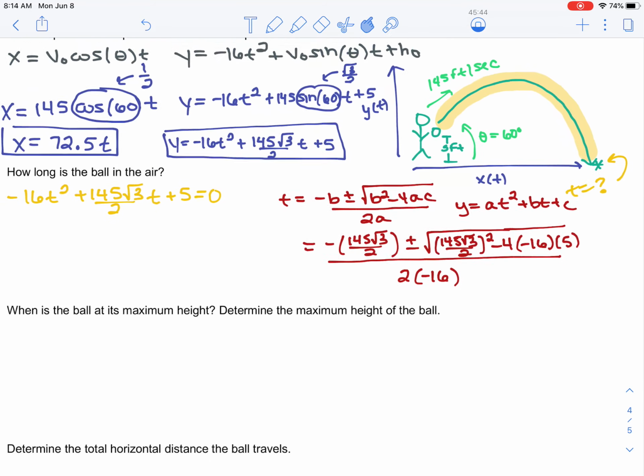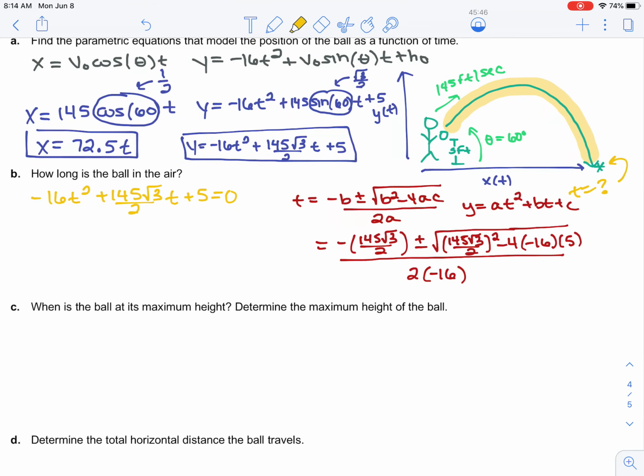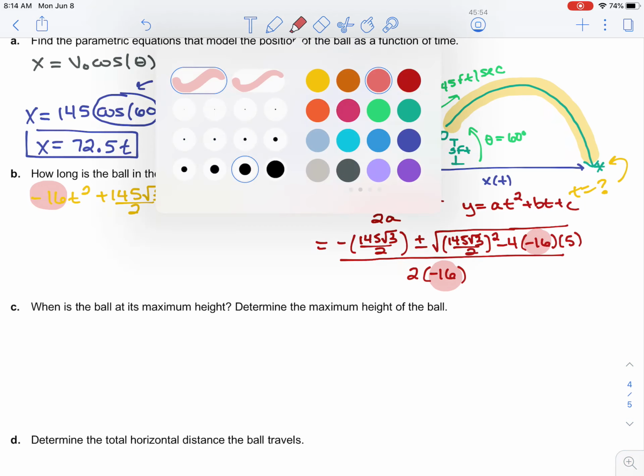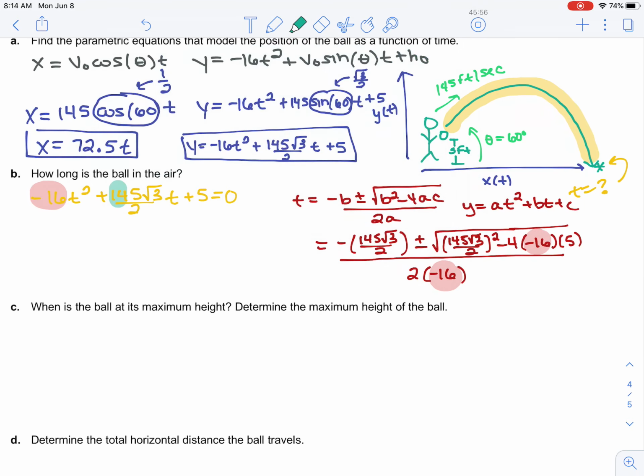So again, we're just taking our values from our quadratic and plugging them into our equation, where negative 16 is filling the a's. We have 145 square root of 3 divided by 2 filling the b value. And then lastly, we just have the single c of 5 here at the end of our square root. So this is something that we definitely need to grab a calculator to continue.